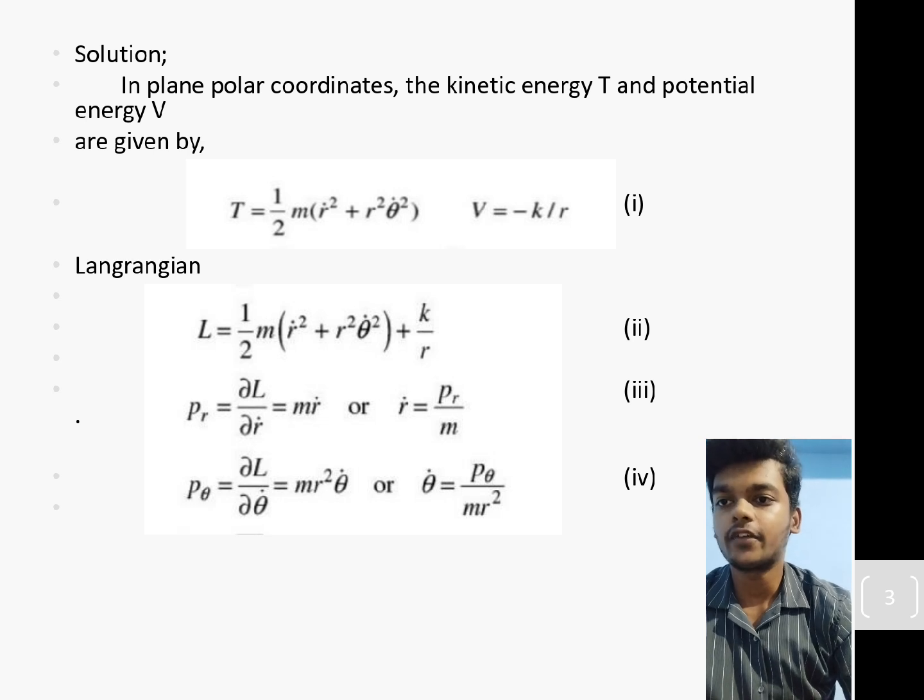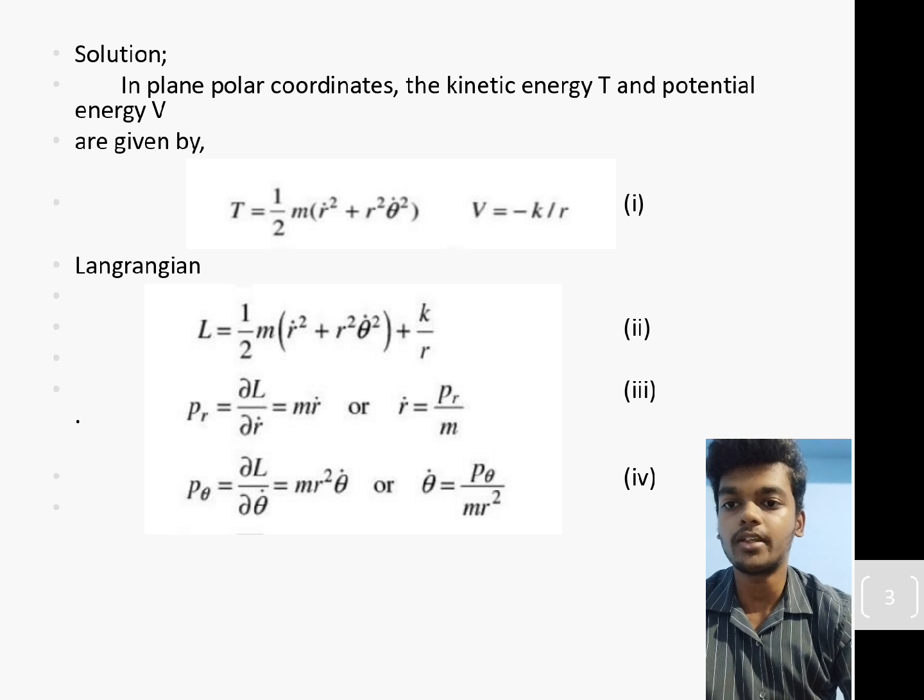So in Lagrangian we will be adding kinetic energy and potential energy. So therefore it will be L equal to half m into r dot square plus r square into theta dot square plus k by r. So it will be our equation 2. And if we differentiate L with respect to r dot, it will be pr equal to m into r dot or r dot equal to pr by m.